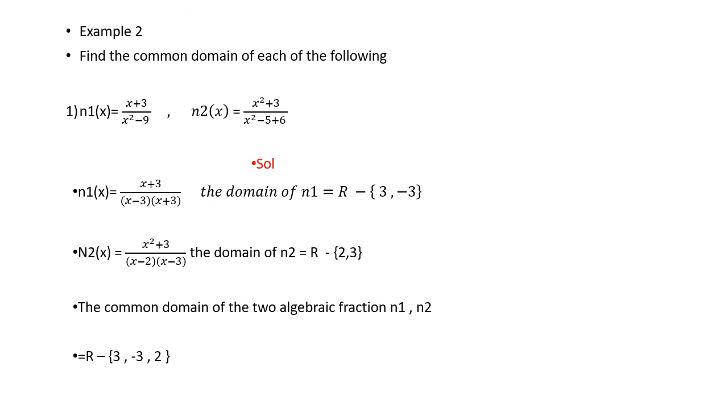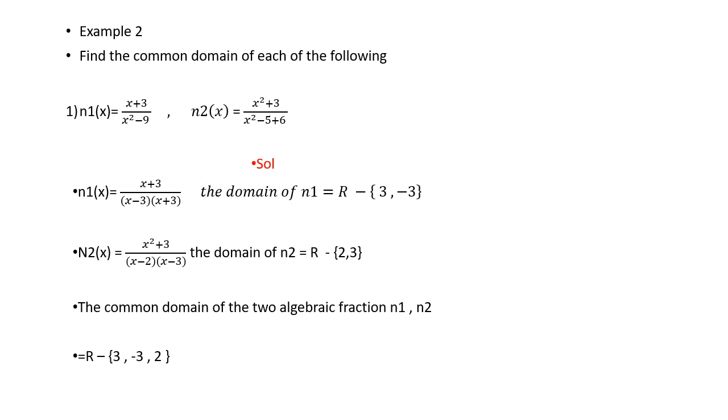To get the common domain of each of the following functions, we have two functions here. So x power 2 minus 9 will be equal to 0. Our solution set for this is the difference between two squares. We have the answers 3 and negative 3. So our first domain will be R except 3 and negative 3.